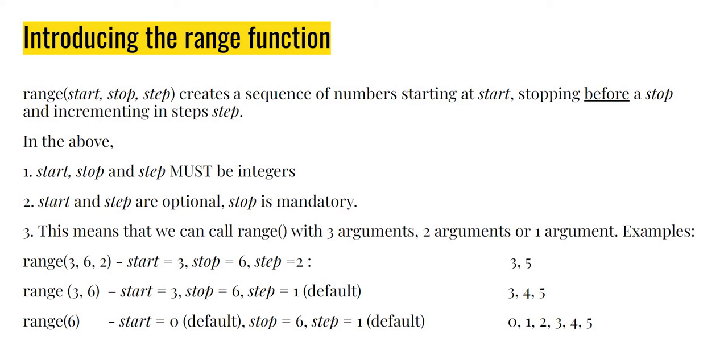This looks a little bit odd. I mean, you might wonder why did I start at 0? And also you might wonder why is it that I'm stopping before the stop? Why am I not including 6, for example, in this? So why am I going only 0, 1, 2, 3, 4, 5?